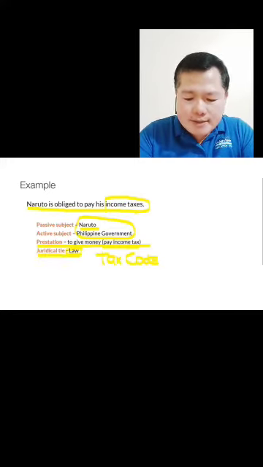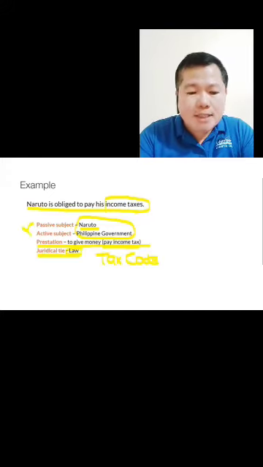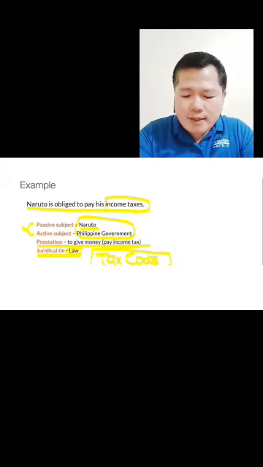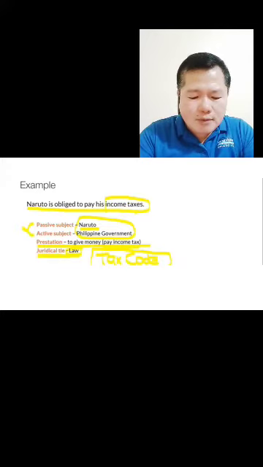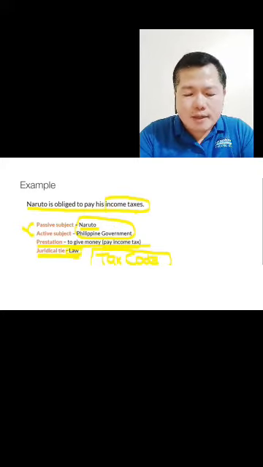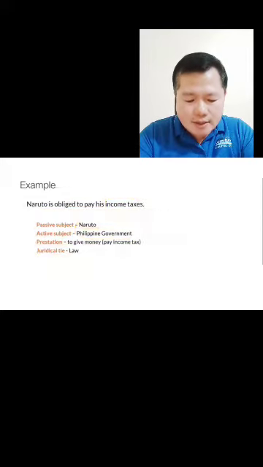And number 4, the last is juridical tie. What binds the two parties, the passive and active subject, in this situation is the law, specifically our tax code. As a way of analyzing why there is a tie between the passive and active subject, the reason is because of the law. So because of the law, there is an obligation. So that is the tax code.